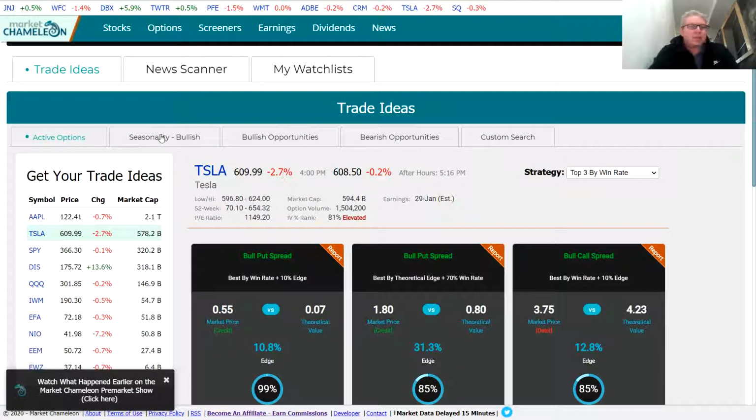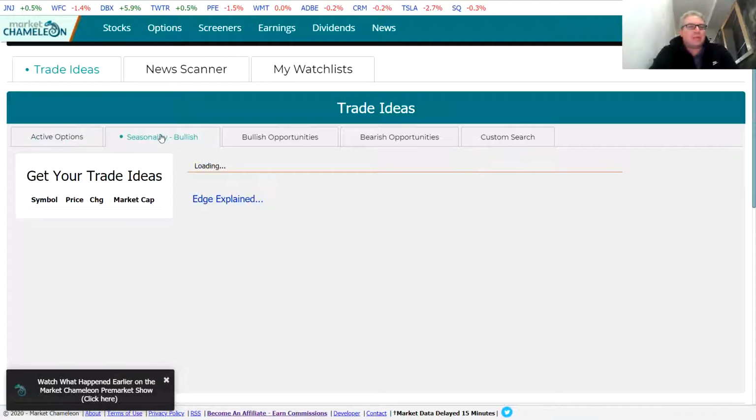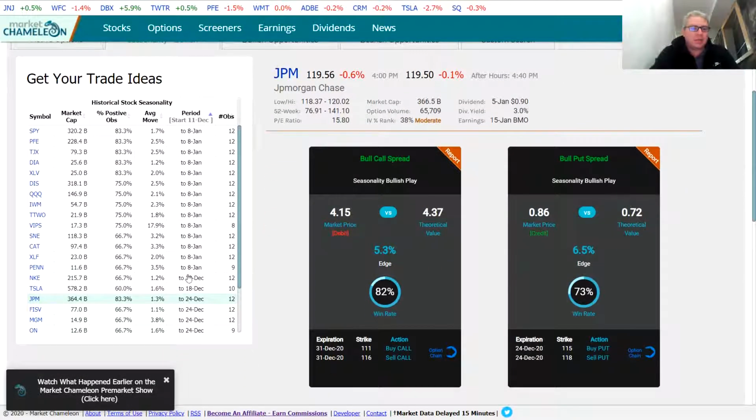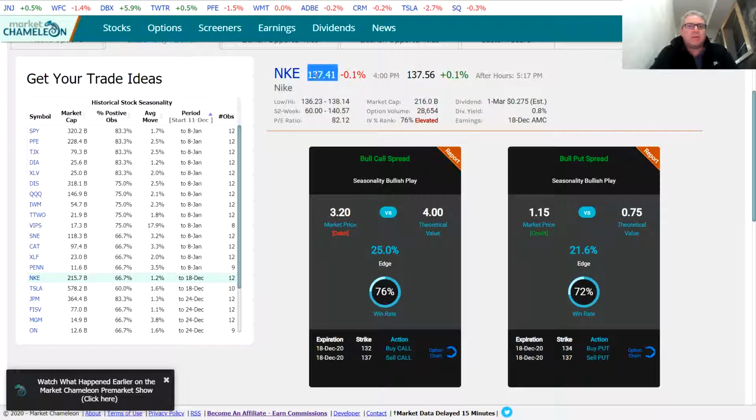I like to use this one, Seasonality, for example, which gives you all the stocks that are going up in December. And every month, all the stocks that are going up in December, I like to change it by date. So for example, we got for December 18, which is next week, Nike. We got 2 trades, just for the example. Nike 137. This is debit spread. I don't like this. And this one credit. I like to get paid.